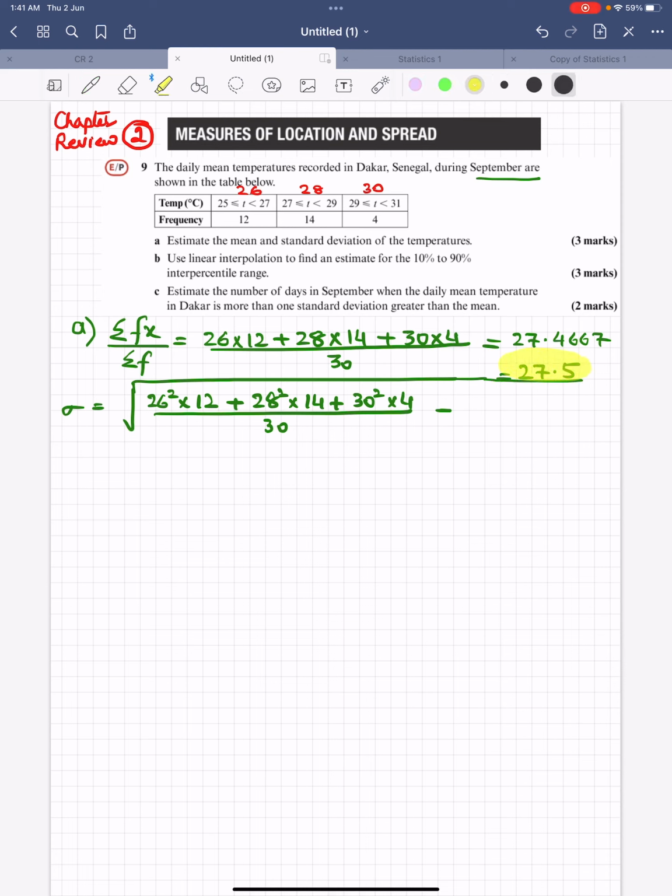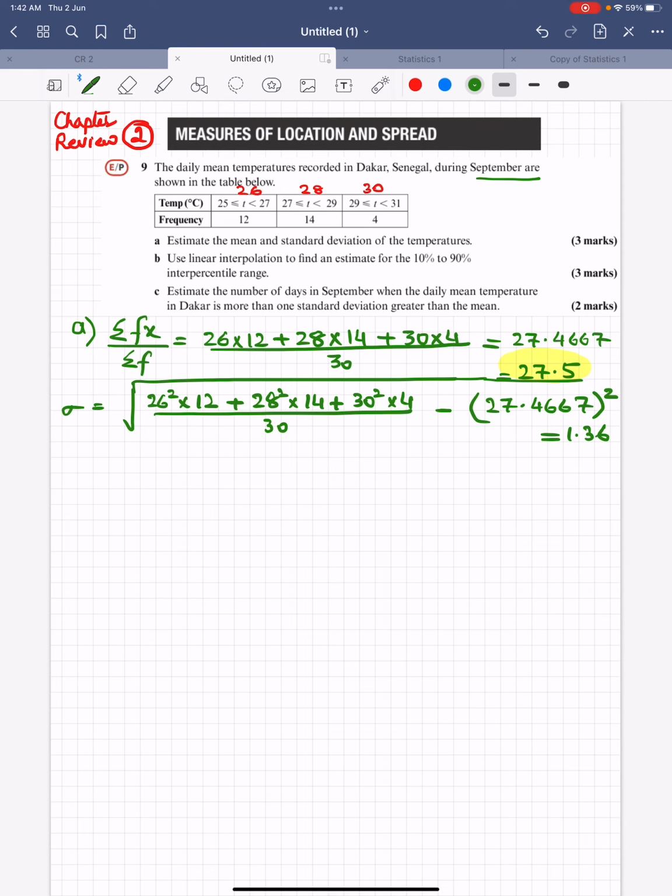So we need to find the square of the mean. We take the unrounded value, 27.466..., and square this. All right, and then we get the answer for the standard deviation as 1.36. That answers part A.